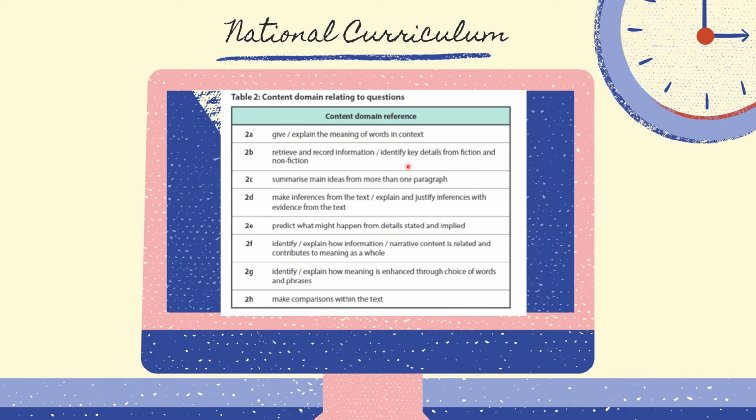When you retrieve something, you find it and bring it back or get it from somewhere. In this case, you need to find information or facts that you get from a text. So basically, you will retrieve facts or details from the text. You could also do this with a film or a picture, but today we're going to look at how we do this when we read a text.